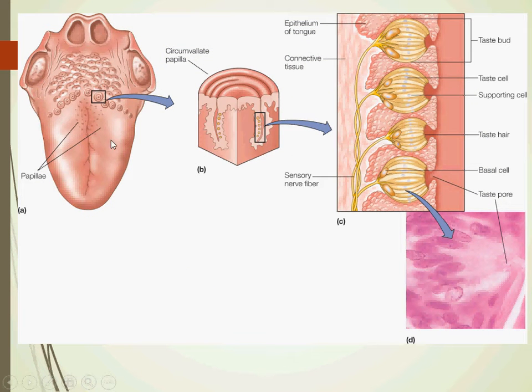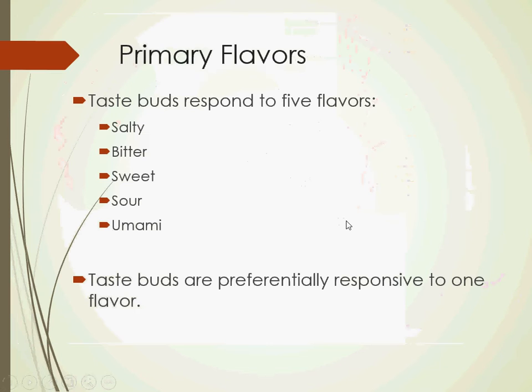You can see the tongue and the taste buds, which are largely on the upper surface of the tongue. And if you blow up a taste bud, you can see what happens is the molecules dissolved in the saliva enter in the taste bud through something called a taste pore. And then they interact with receptors there, and the signal is then sent on a sensory nerve fiber up to the brain. Taste buds respond to 5 basic flavors: salty, bitter, sweet, sour, and umami.